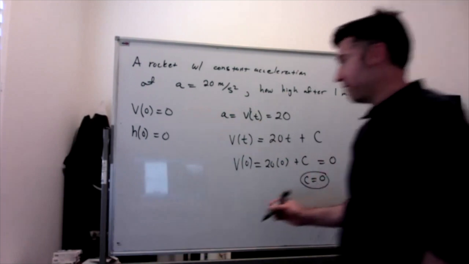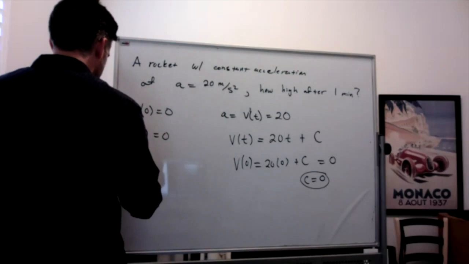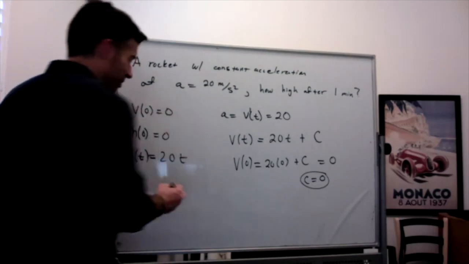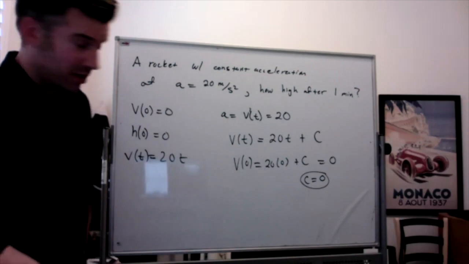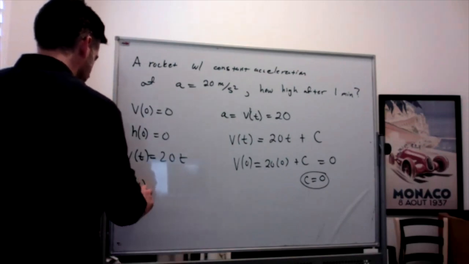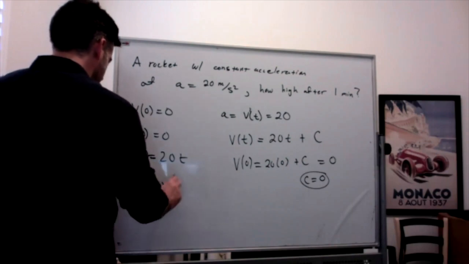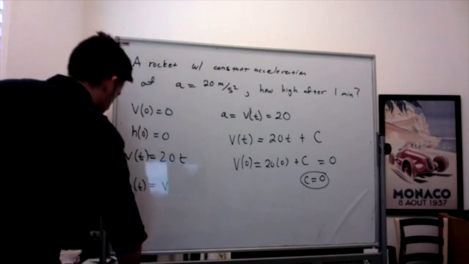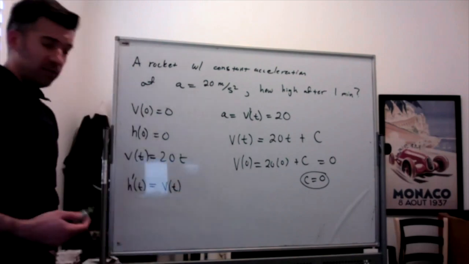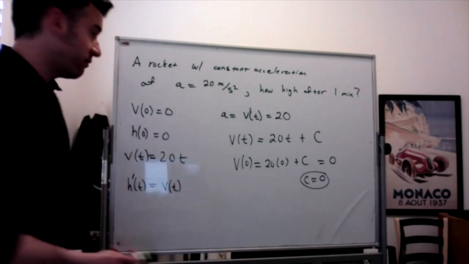So now we have the velocity as a function of time. It's equal to 20t. And we want to know the position as a function of time. Well, the derivative of position is equal to velocity. So to find the position, I need to anti-differentiate the velocity.